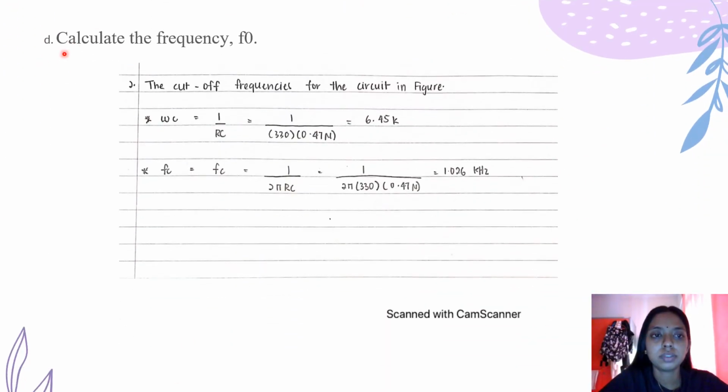Next, calculate the frequency. To calculate the cutoff frequency, the formula will be FC equals 1 over 2 pi RC. So 1 over 2 pi times 330 times 0.47 micro. The answer will be 1.026 kilohertz.